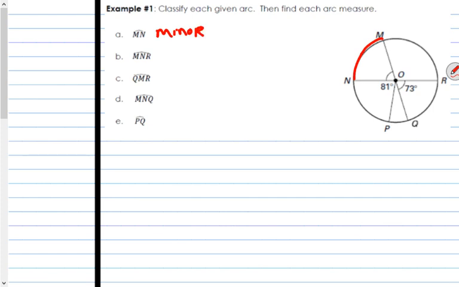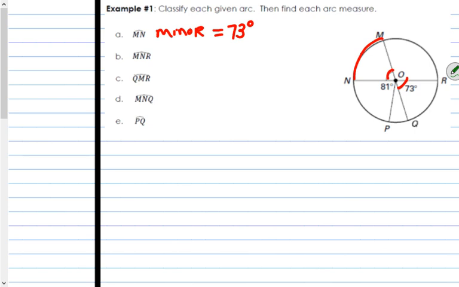I see that it is a vertical angle with this angle. And since the angle is 73 degrees and it's a central angle, the arc is 73 degrees. So it's a minor arc, and it's equal to 73 degrees.